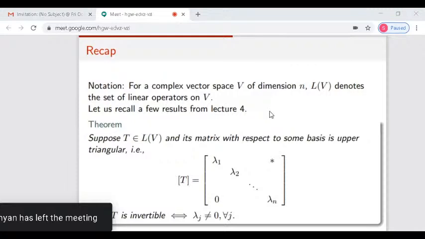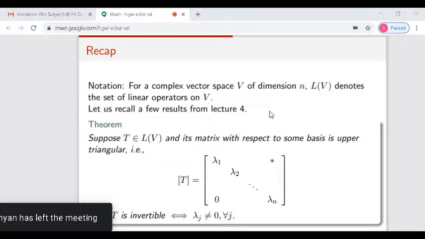Okay, so so far we looked at some properties of the null space, just to recall. And before that, we looked at what happens if you have an upper triangular matrix: when is it invertible, what are its eigenvalues, and so on. So I'm just recapping so far.